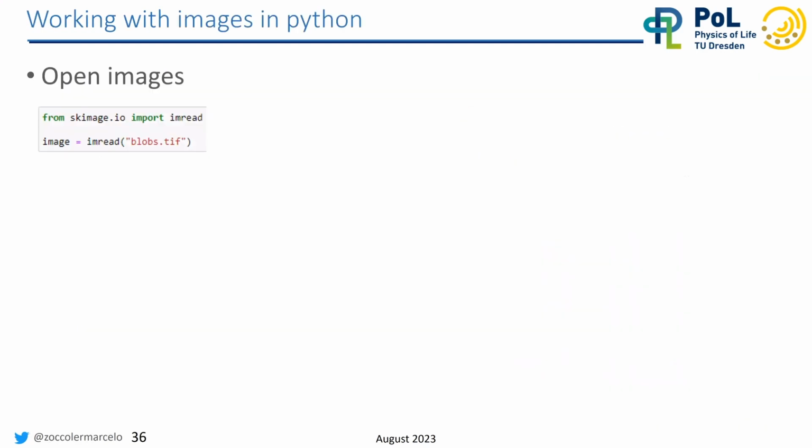All right, so how do we open images? One of the ways that you can open TIFF images is with scikit-image. We can do from skimage.io, which is a module for input and output, import the imread function. And then here you should give the path to your image. Once you do that, you will store the result in this variable called image.